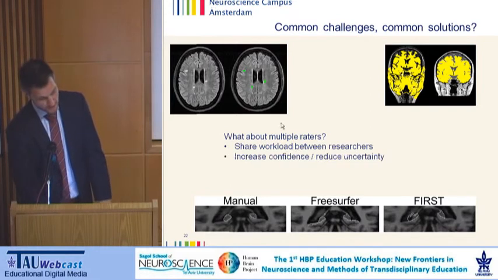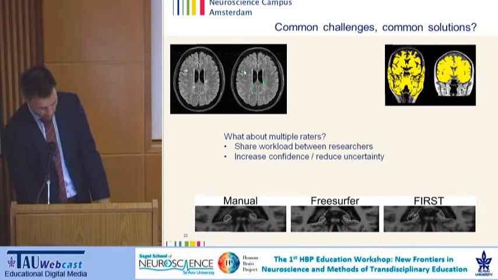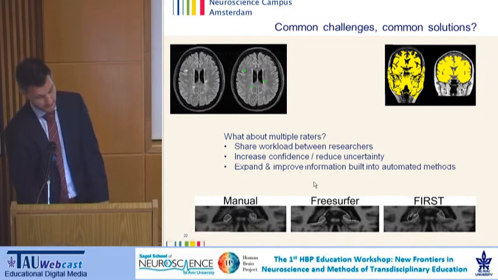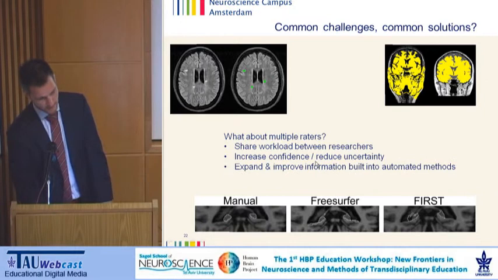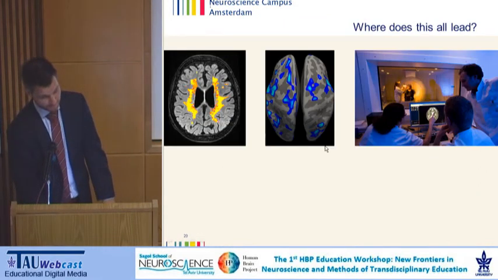So one thing that you can do is share the workload if you have multiple raters, but you can also increase the confidence. For example, here in this segmentation, if you have a lot of people saying this is a lesion and this is where the boundary is, then you can probably build automated methods that are more reliable because they're not just based on the interpretation of one expert, but on many. And to do such things, you might also want to involve the general public.